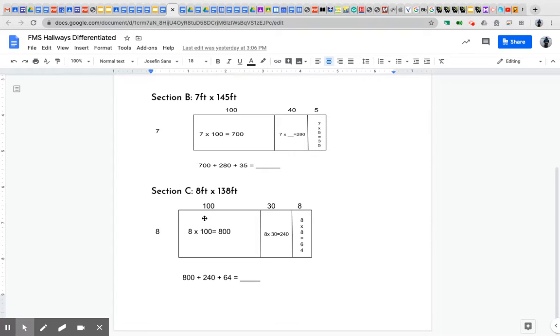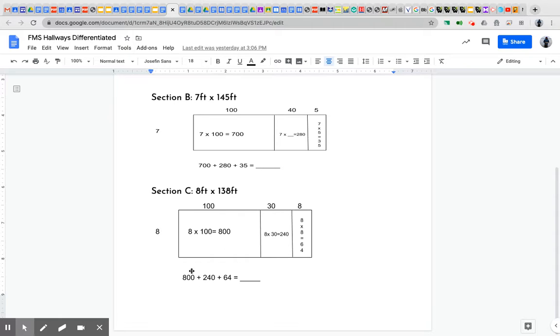And this is going to be our last example for section C, which happens to be 8 times 138 feet. Okay, so again, I wrote 138 in expanded form, 100 plus 30 plus 8. Give you my area model, 3 sections. I multiplied 8 times 100 to get 800. I'm multiplying 8 times 30 to get 240. And I used my 8 times 3 is 24 fact and multiplied that times 10. And then 8 times 8 is 64.